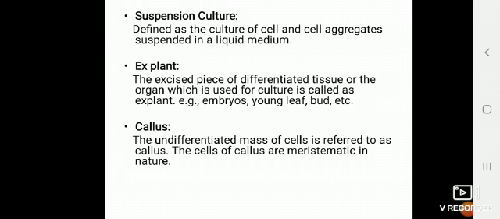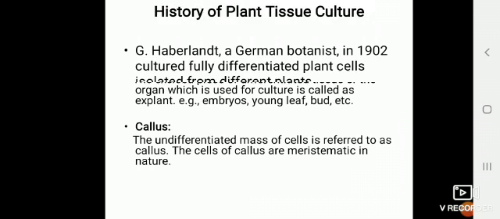What is a callus? A callus is an undifferentiated mass of cells. These cells are going to differentiate. An undifferentiated mass of cells is referred to as a callus. The cells of a callus are meristematic in nature.